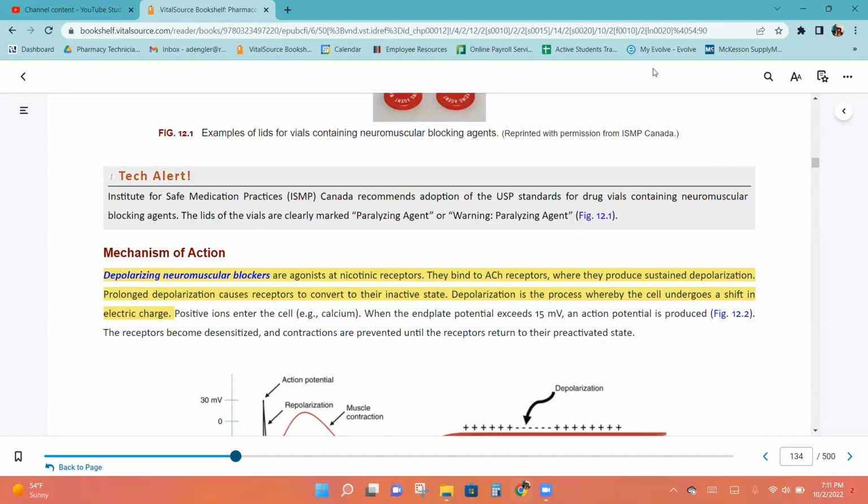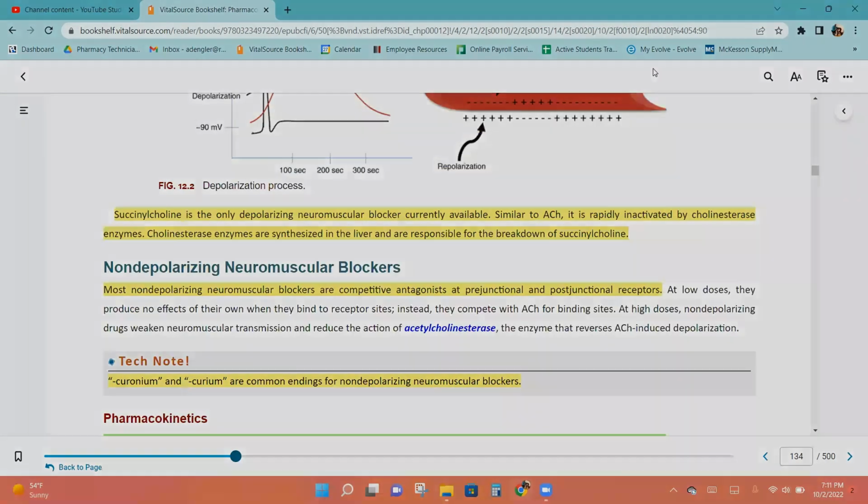Depolarizing neuromuscular blockers are agonists at nicotinic receptors. They bind to ACH receptors where they produce sustained depolarization. Prolonged depolarization causes receptors to convert to their inactive state. Depolarization is the process where the cell undergoes a shift in electrical charge.